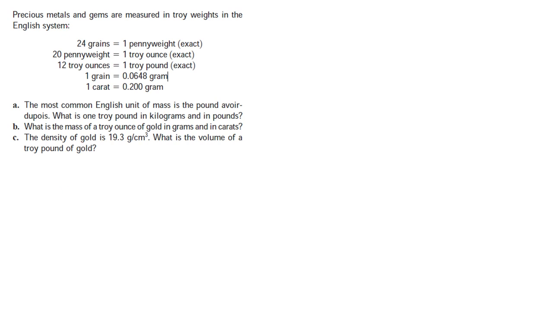Okay, so precious metals and gems are measured in troy weights in the English system. What is 1 troy pound in kilograms and in pounds? So we have 1 troy pound, and we want to figure that out in kilograms and in pounds. How do we approach this problem? Well, first, from the pounds, find the ounces. From the ounces, find the pennyweights. From the pennyweights, find the grains. From the grains, we convert it to grams.